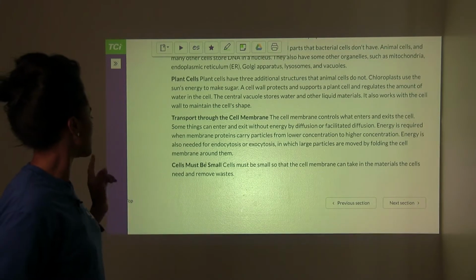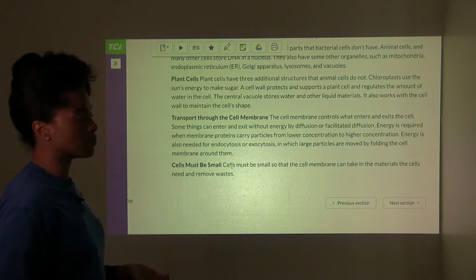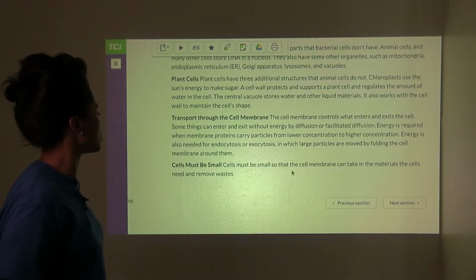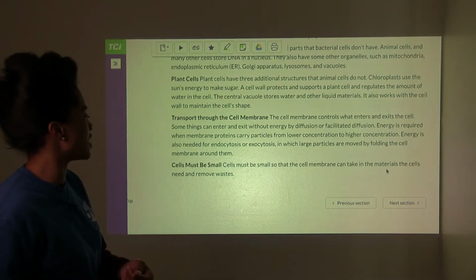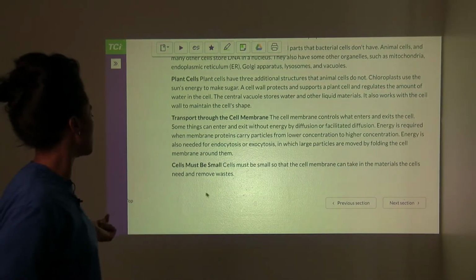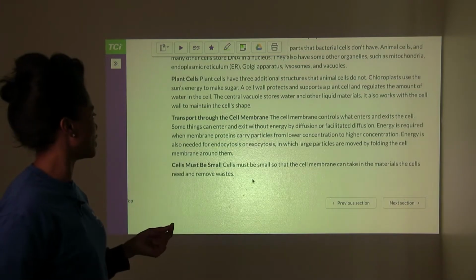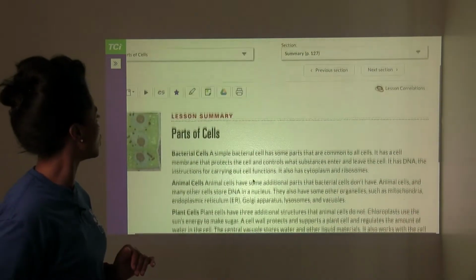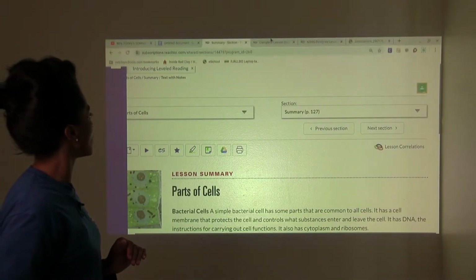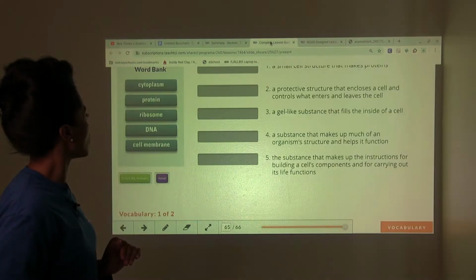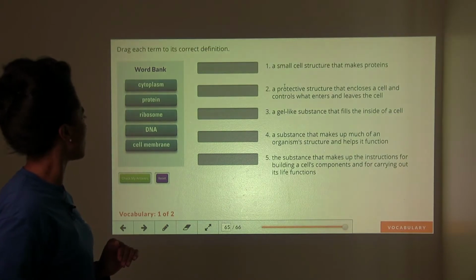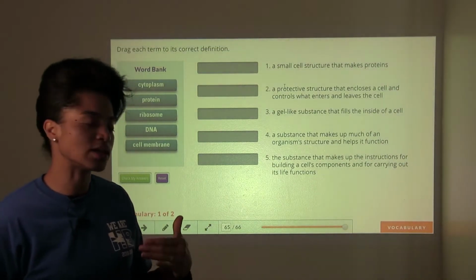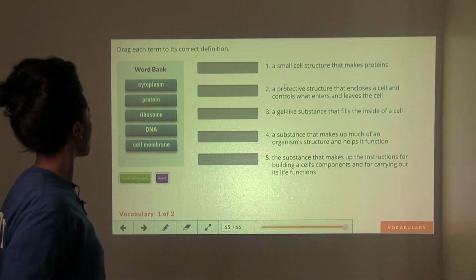And last section we discussed yesterday, cells must be small. So cells must be small so that the cell membrane can take in the materials the cell needs and remove waste. So that's our summary wrap up. I want to definitely go through some vocabulary words just to make sure we have a clear understanding of vocabulary, as well as try some test questions just so you can see how well you understand what was covered.